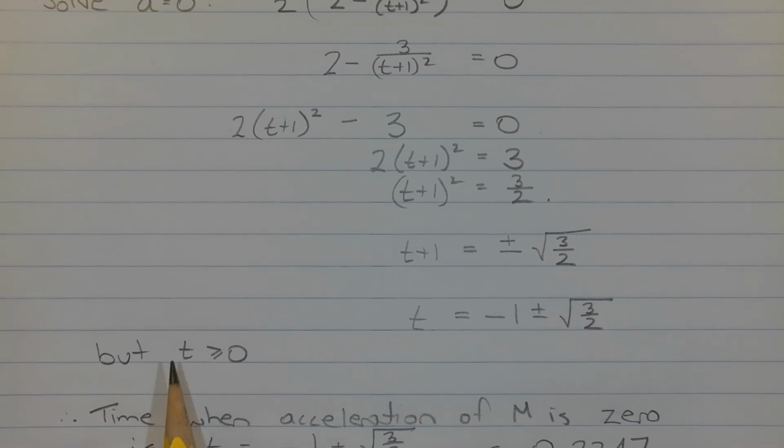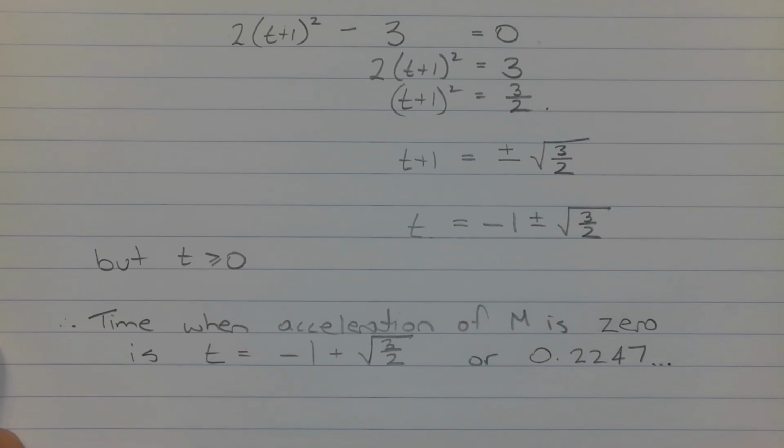But we know that t must be greater than or equal to 0. So we discard the negative value of t, that is the value of t which is negative 1 minus the square root of 3 over 2. Therefore the time when the acceleration of m is 0 is t equals negative 1 plus the square root of 3 over 2, which is around 0.2247 and so on.